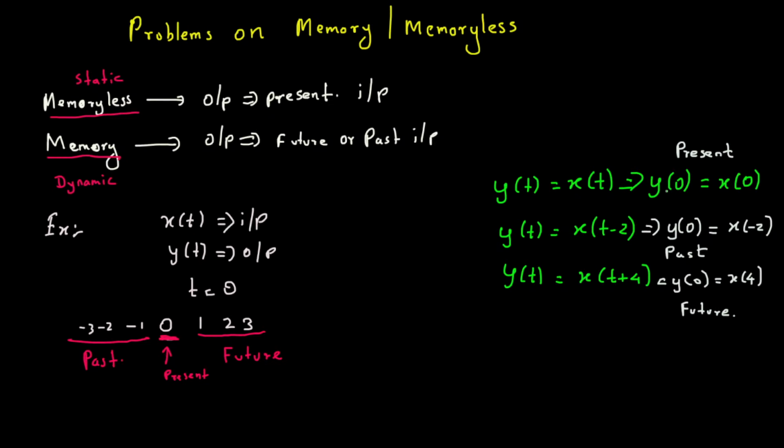Now we can directly say: you just have to see if the equation has a minus. If it's minus, it is automatically the past. If it's plus, it is automatically the future. If there is nothing and t is alone, that is the present. That's all you have to notice in the equation.